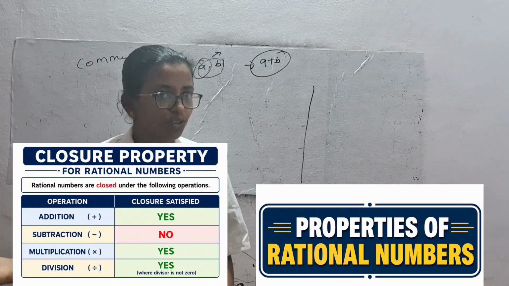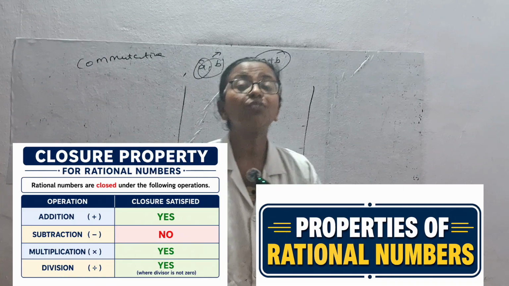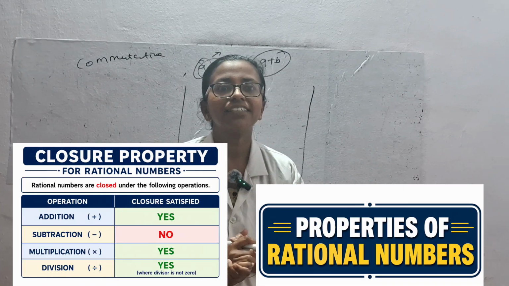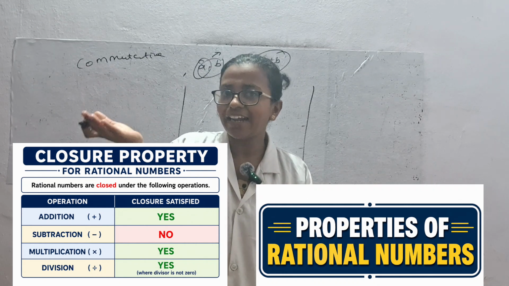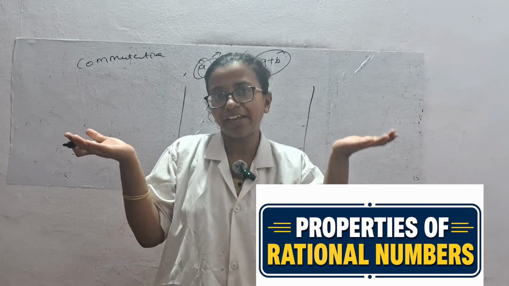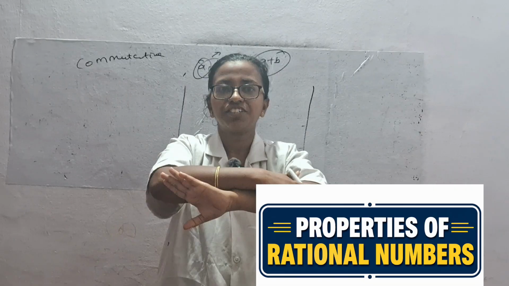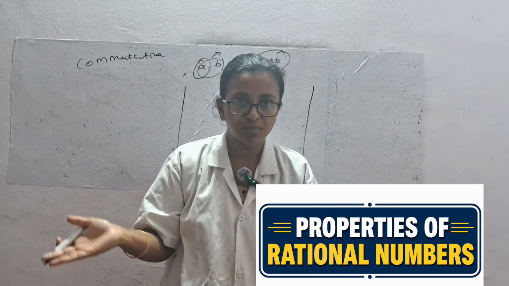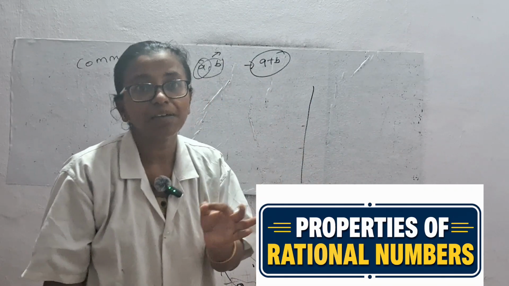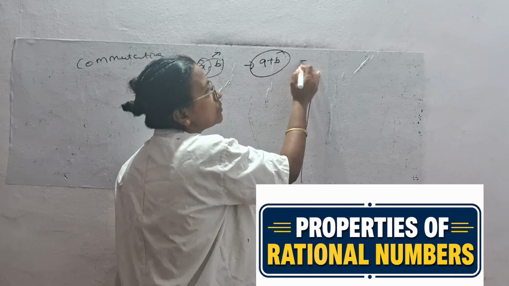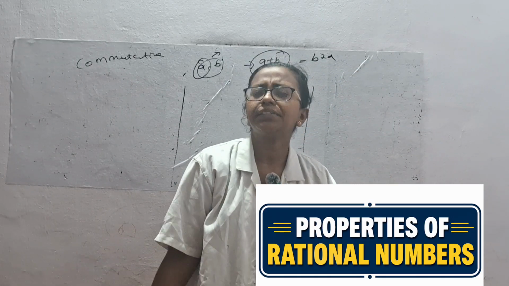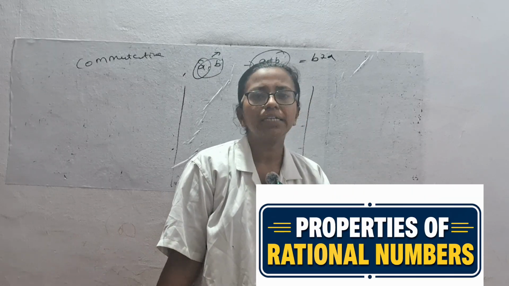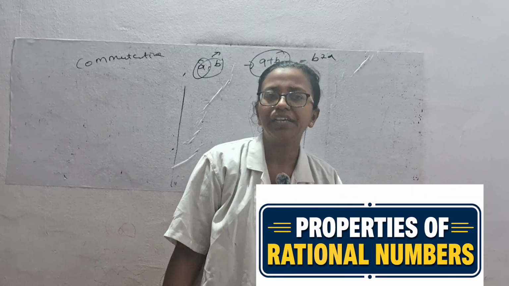What is the synonym for commutative? Commutative is a synonym of interchangeable. We can say it is interchanging. If in this hand I have a pen and in this hand I have a pencil, and I am just interchanging the pen and pencil, that is called commutative. Likewise, in mathematics we can say a plus b is equal to b plus a in addition, a minus b is equal to b minus a in subtraction, and in multiplication, ab is equal to ba.